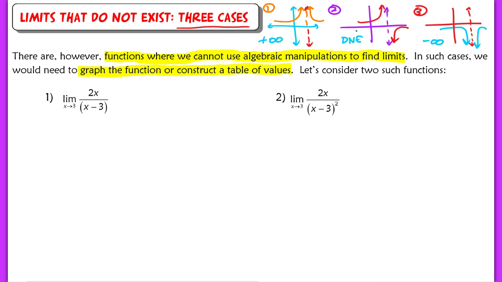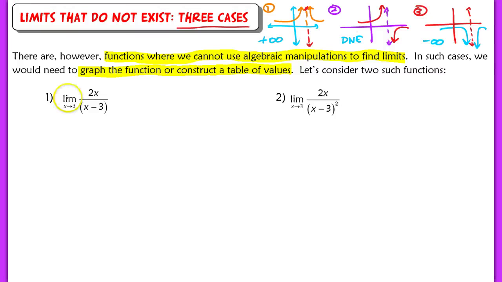All right. So we're going to look at 2 examples where we bring both of these ideas together. We can't use algebraic manipulations to find the limit, and in fact when we try to find the limit, it does not exist because we have a vertical asymptote. So let's take a look first at example 1.